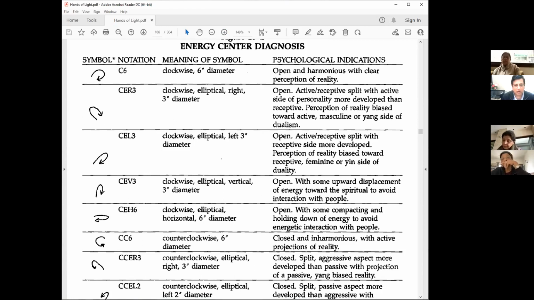C stands for clockwise. The number stands for the diameter that the pendulum is swinging at. Then E stands for elliptical. R stands for right. And again, 3 is for the diameter. So basically, C stands for clockwise, E is for elliptical, R stands for right, and 3 stands for the diameter. The next one is left and 3.